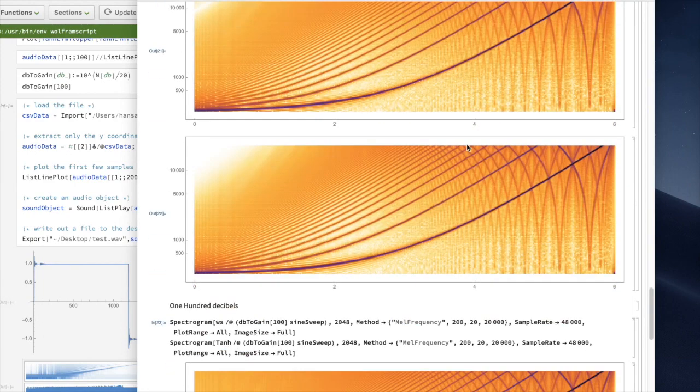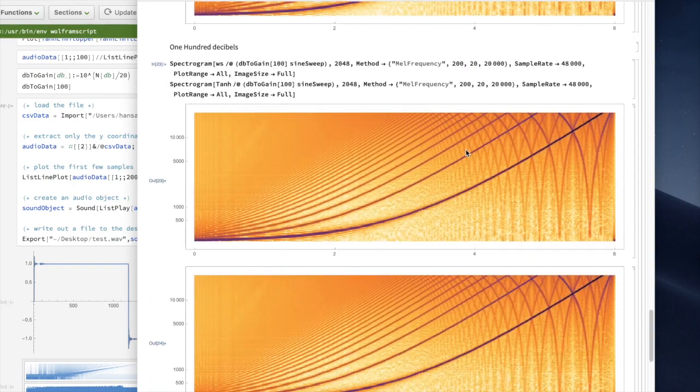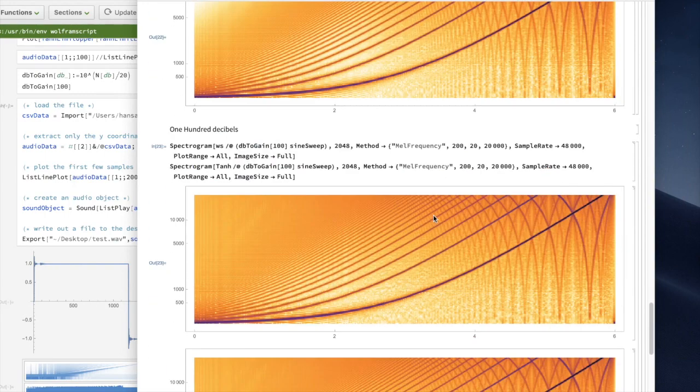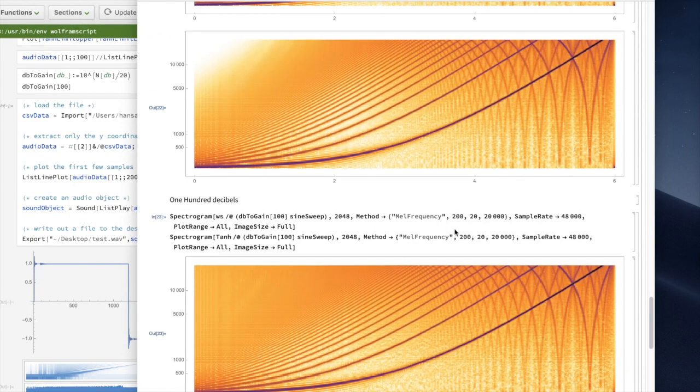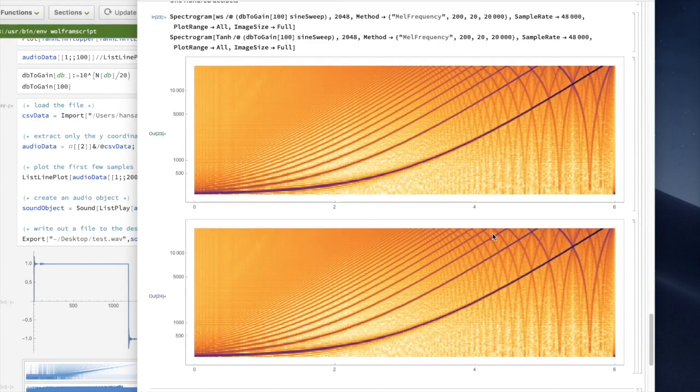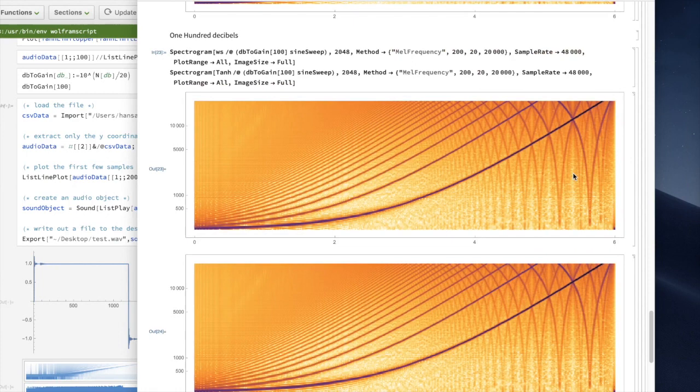So that's what we're getting at 40 dB, and here it is at 100 dB. On this graph, it doesn't look even that much different from the 40 dB. The only thing we see is that there seems to be even more of this noise and even less of the tonal stuff.